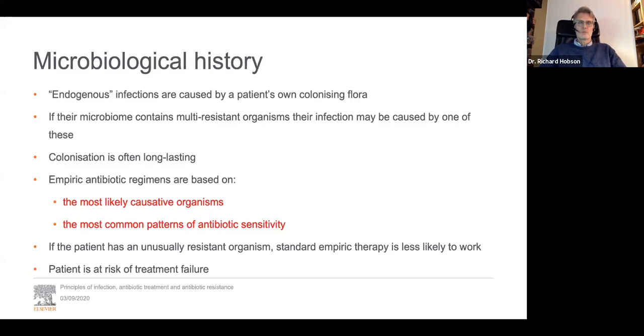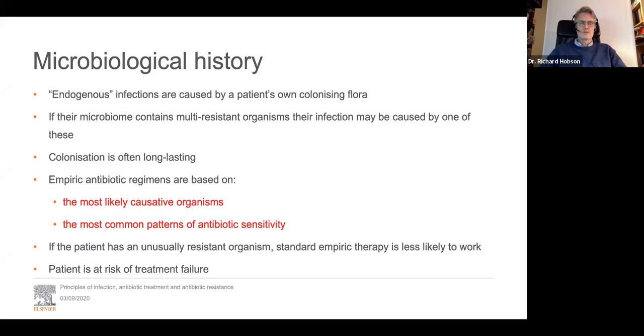Unfortunately, colonization with organisms, including multi-resistant organisms, is often very, very long-lasting, can even be lifelong. And empiric antibiotic regimens are based on the most likely causative organisms, which don't change, but unfortunately, they're also based on the most common patterns of antibiotic sensitivity. And this is an epidemiological decision rather than based on an individual.